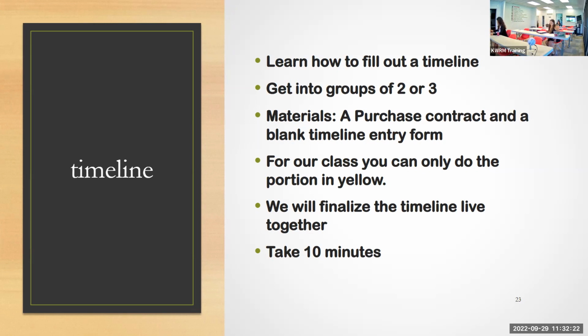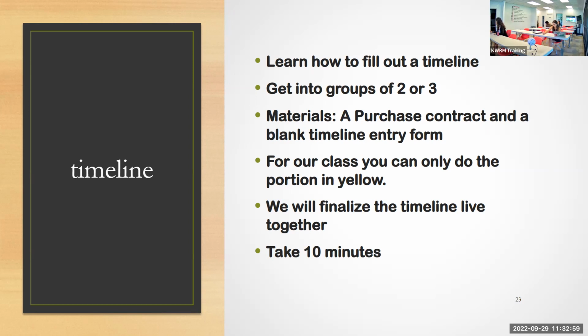So here's the instructions. You don't have to worry about filling anything on the top. This is your property and escrow information, right? You don't need to worry about filling all that in, but you must fill in the acceptance date. So we're going to use today's date as the acceptance date. Then your job is to go down the timeline, and in the yellow column, you're going to fill in by each contract paragraph the number from the contract.